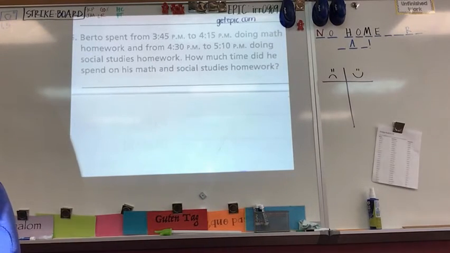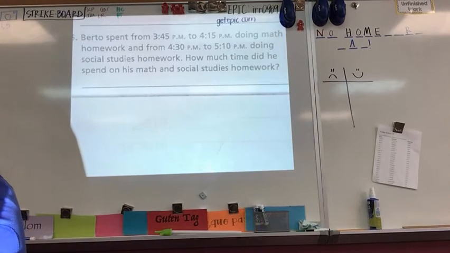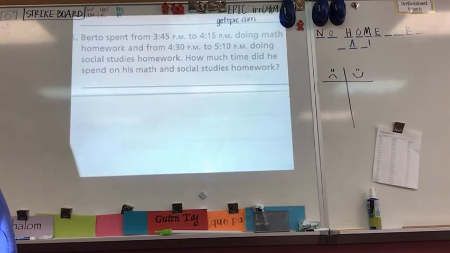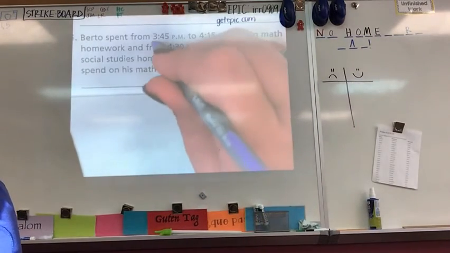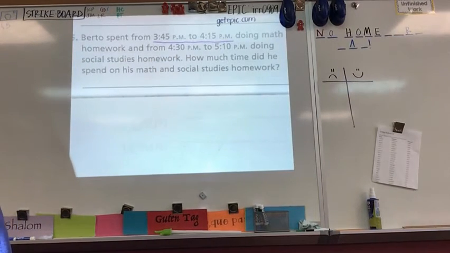Man, that's a trickier one. Let's find that key information. Berto spent from 3:45 p.m. to 4:15 p.m. doing math homework. Okay, I think I'm going to be trying to figure out how long between 3:45 and 4:15. And it says he spent from 4:30 p.m.